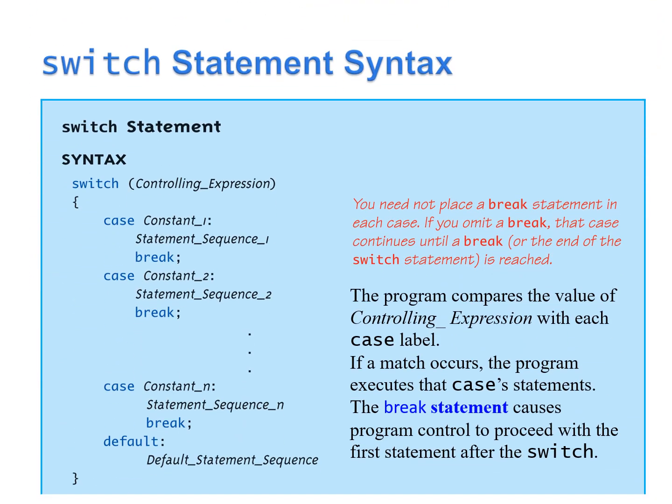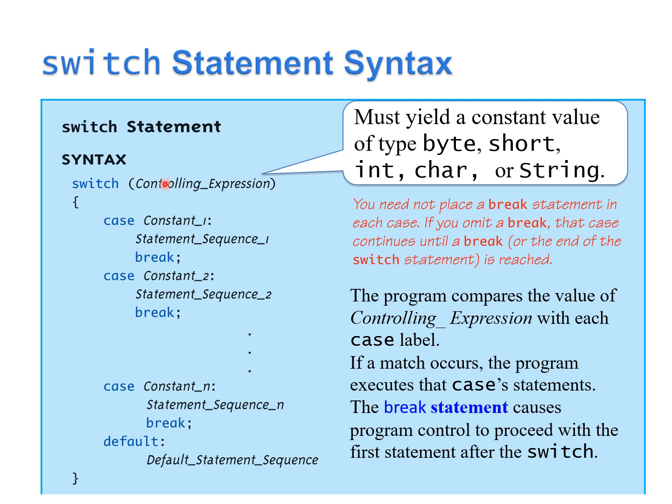The switch statement syntax starts with the keyword switch, followed by the controlling expression in parentheses. The controlling expression must yield a constant value of the four primitive types: byte, short, int, and char. As of Java SE7, the expression may also be a string. Type string is not a primitive type and will be discussed later in another video.